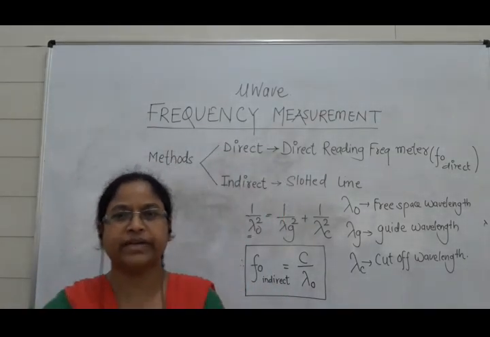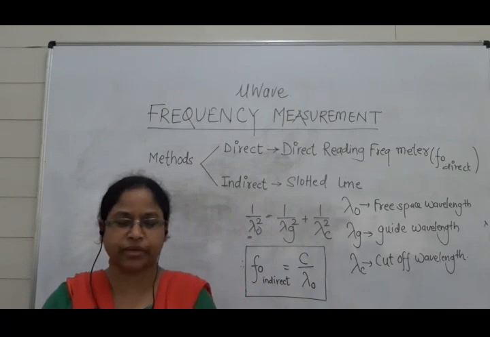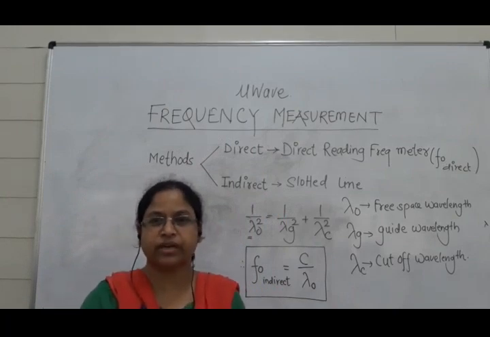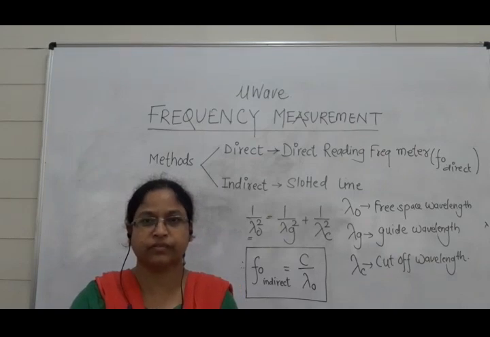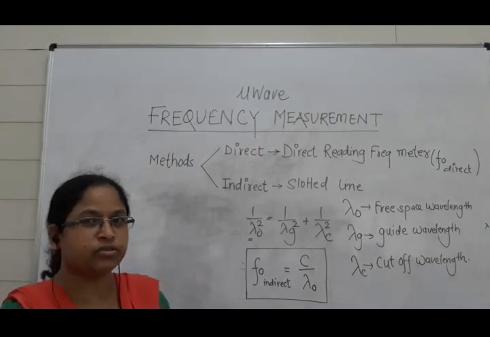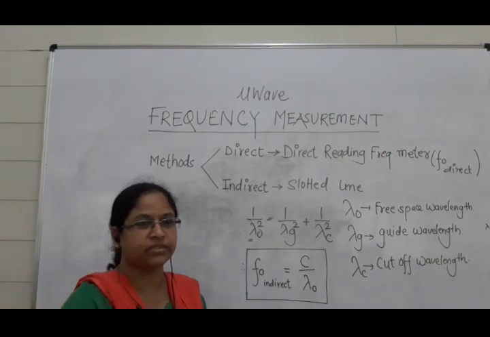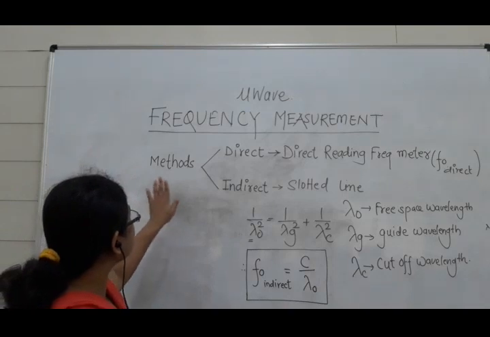Hello all, today we will discuss frequency measurement. As we have already talked about, the microwave frequency range is from 1 GHz to 1000 GHz, and no CRO will allow you to measure frequencies in the gigahertz range. That's why we will opt for two methods to find out the frequency generated by our microwave source.